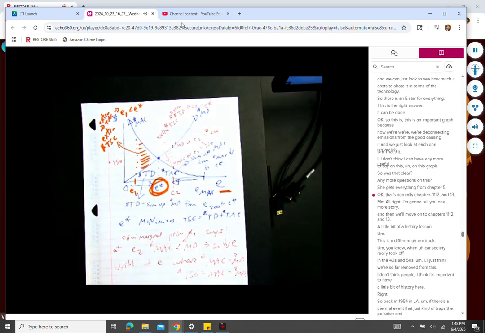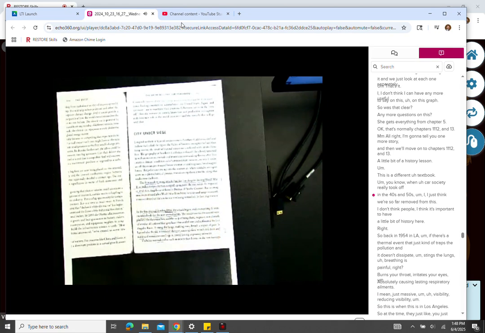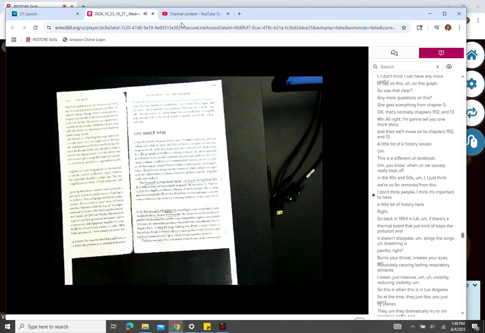So now we're in chapters 11, 12, and 13. All right, I'm going to tell you one more story, and then we'll move on to chapters 11, 12, and 13. A little bit of a history lesson. This is a different textbook. When car society really took off in the 40s and 50s, I think we're so far removed from this. I think it's important to have a little bit of history here.